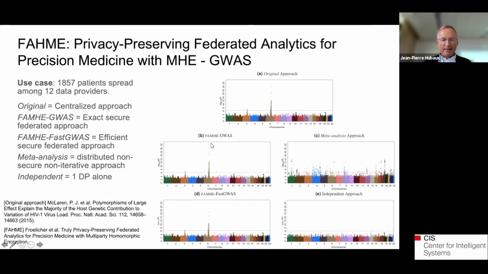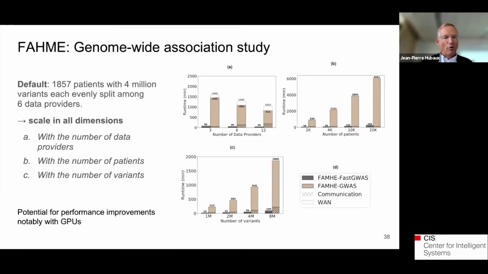And what you see here in B is that we are able to reproduce the same outcome, the same result as the original one, whereas if a meta-analysis had been used, the result would have been very disappointing. In this case, there were 1,800 patients spread among 12 data providers, so 12 hospitals, with 4 million variants. So now we're talking about relatively big data.